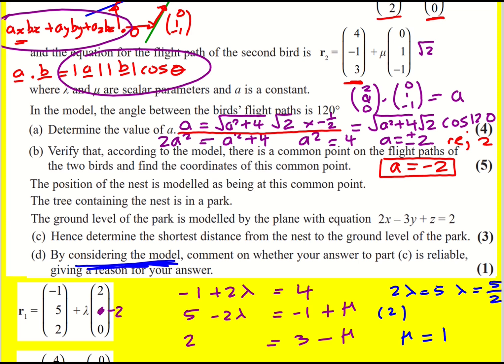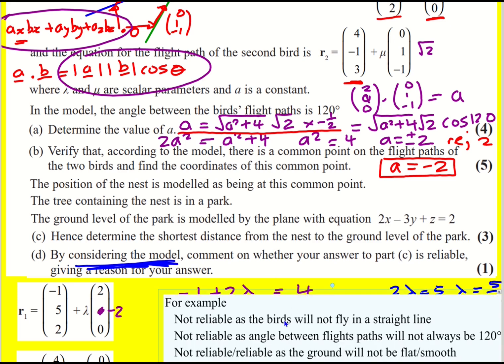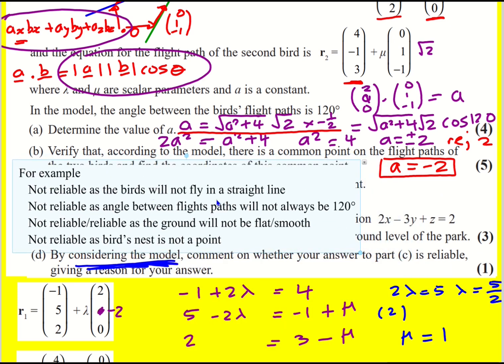So the sorts of things it's looking for is whether you can model the ground by a plane, whether you can model the flight of two birds using straight lines. And they're the things that you can essentially criticize. So yeah, not reliable as the birds will not fly in a straight line, you could say. Not reliable as the angle between flight paths will not always be 120 degrees. Not reliable as the ground will not be flat or smooth, and the bird's nest will not be a single point. That is the sort of thing it's looking for here.